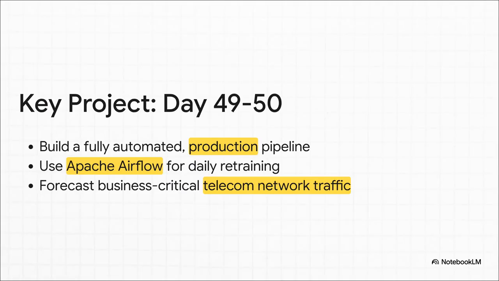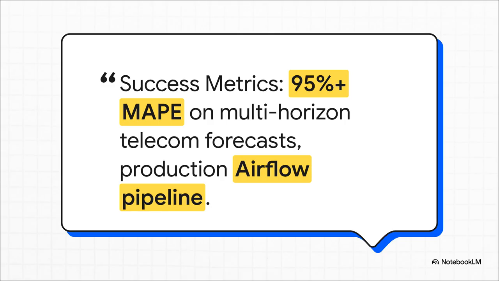Now, the project for this phase, it's a big one. You're going to build a fully automated production-grade pipeline with Apache Airflow. And what's it going to do? Something really important, like forecasting telecom network traffic. This is the kind of project that gets you noticed. And check out the success metric. It's super specific. You don't just build a model, you have to get under a 5% error rate on your forecasts. And you need to have that automated Airflow pipeline actually up and running in production. That's the bar, that's what separates the pros from everyone else.